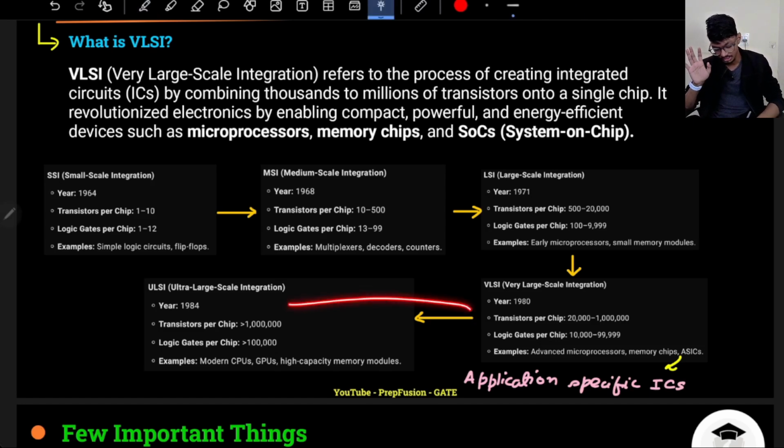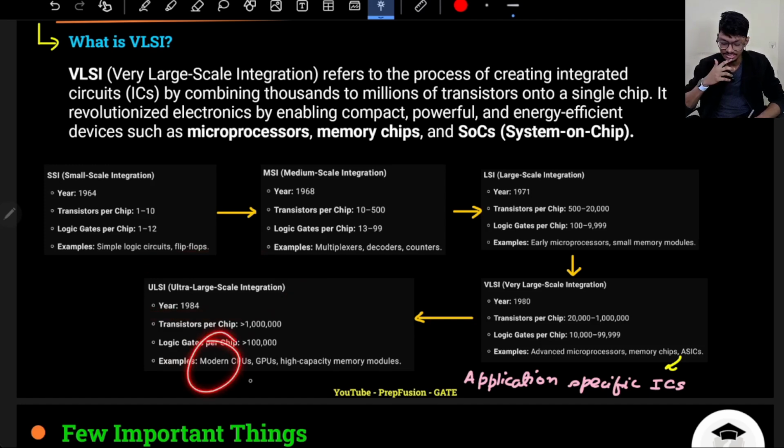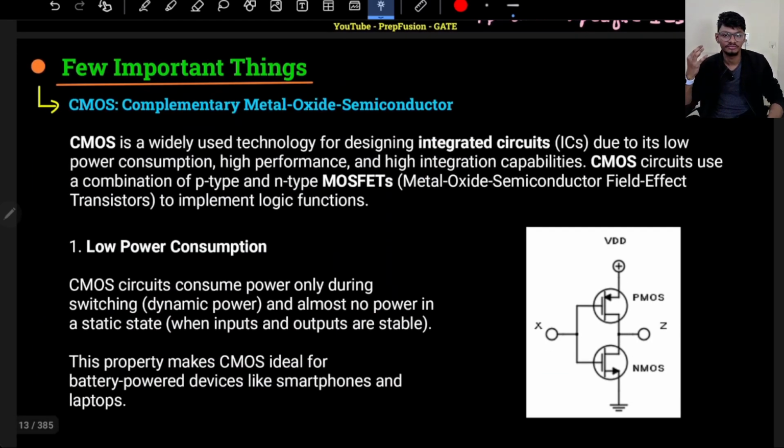Then we came to ultra large scale integration, which is the architecture that our modern CPUs, GPUs, all those things use, like the Apple M2, right? So you can see the stats. So this is a bit about the VLSI domain.